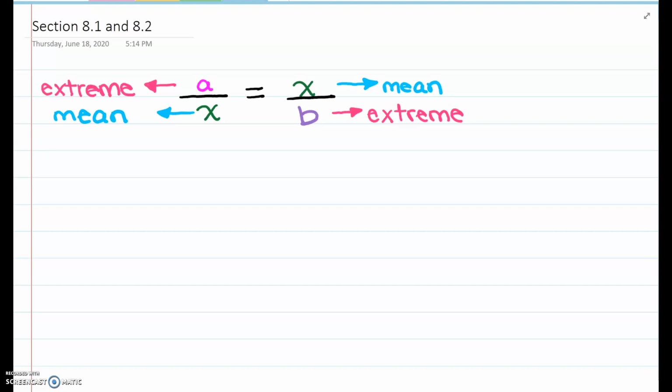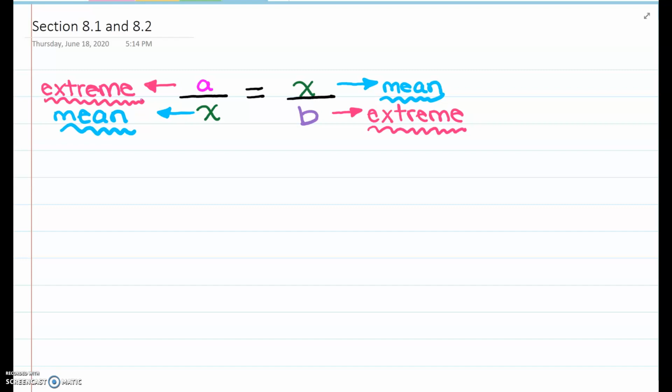So we have a proportion right here, which is A is to X as X is to B. And it is important to realize that X is the mean and A and B are the extremes. Like in the proportion we have here, when the means of a proportion are the same number, that number is known as the geometric mean of the extremes. So here, X would be the geometric mean of A and B.